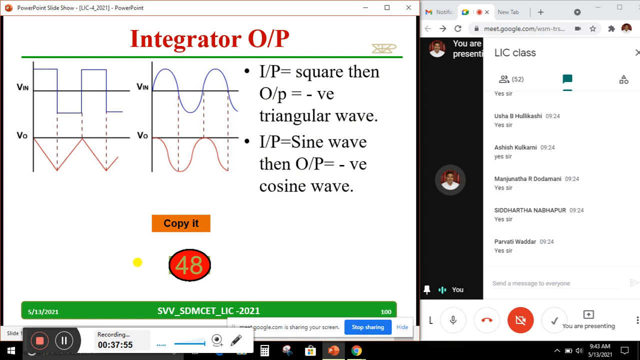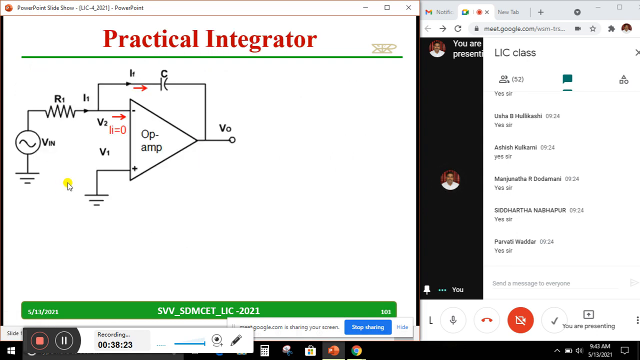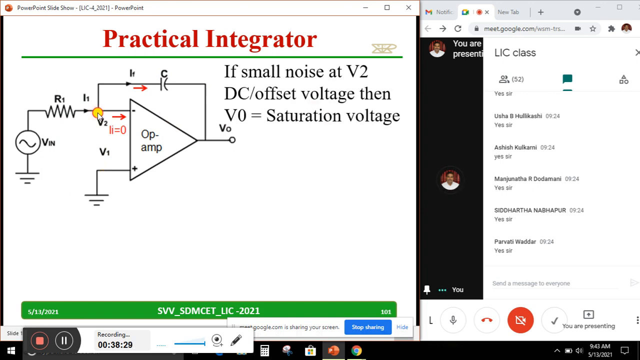I have taken 2 to 3 slides to explain how we get a triangular wave. This is not available in the book. I think more than 25,000 students across the world have seen it. They appreciated these 3-4 slides because that is not given in the book. Books explain only mathematically, but using charging and discharging they won't discuss. In a practical integrator, if a small noise is there at V2, V0 will go to saturation because the capacitor is like an open circuit, it blocks the DC.